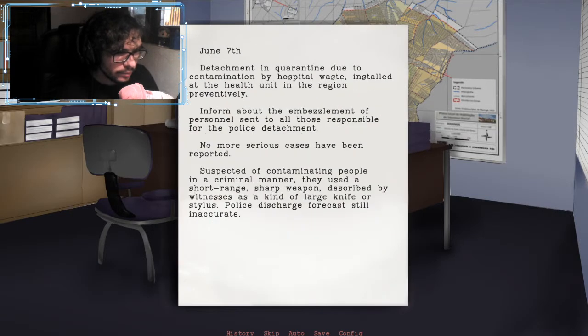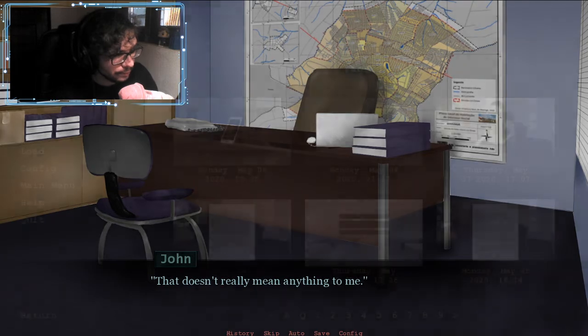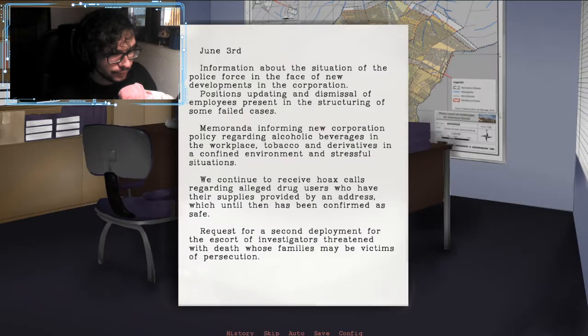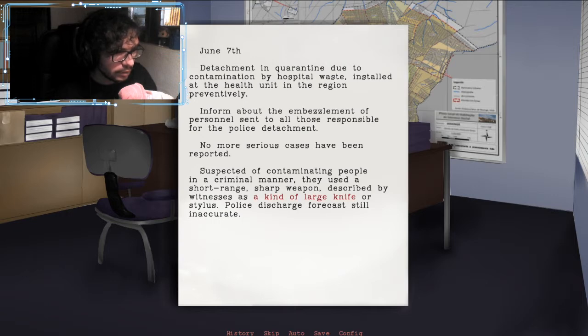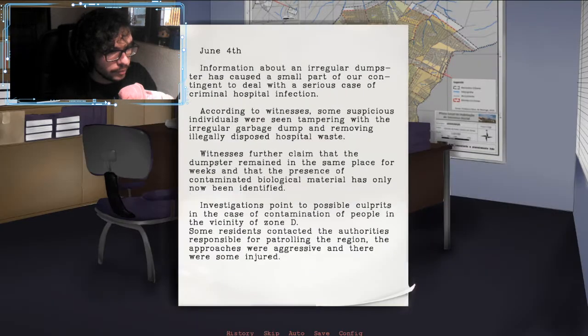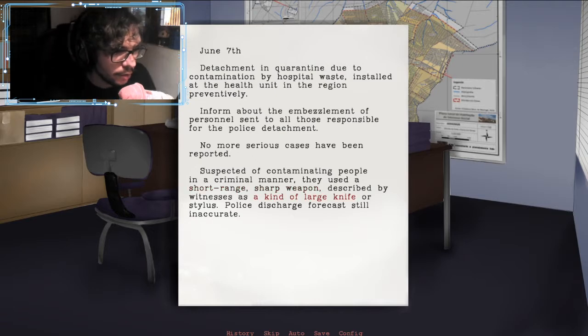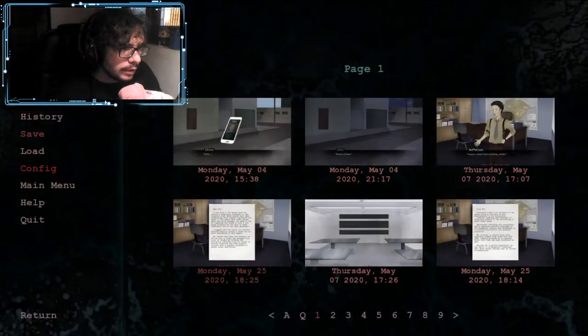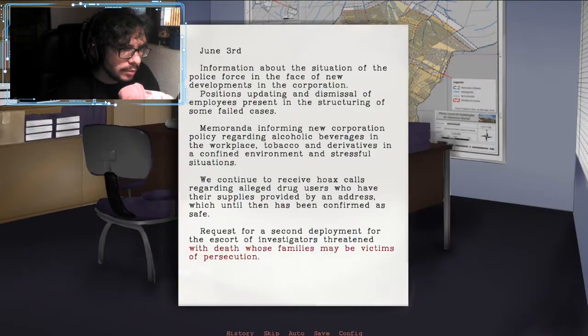Fantastic. So, for some reason we can click the bloody knife a bunch of times. 1, 2, 3, 4, 5. Nope. One, 2, 3, 4, 5. Okay, I think this one is definitely a thing. 1, 2, 3, 4, 5. It's strange that it lets me click 10 times on that.